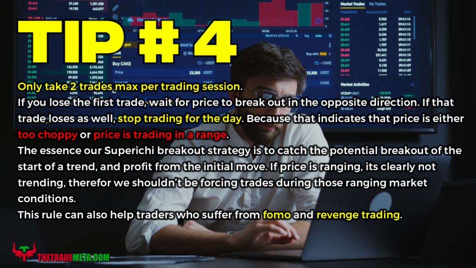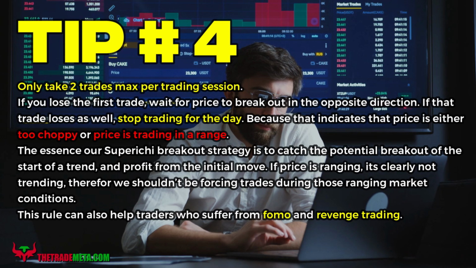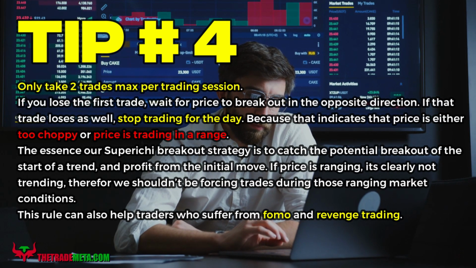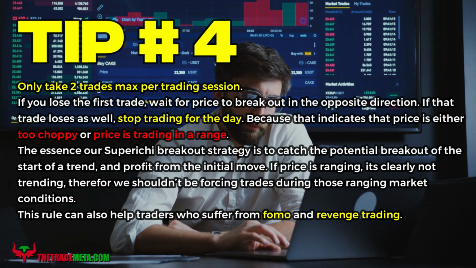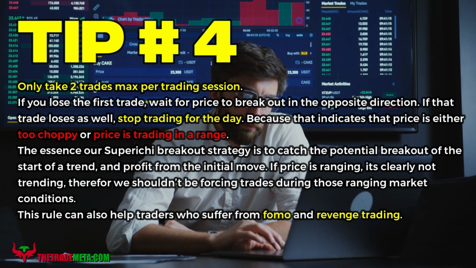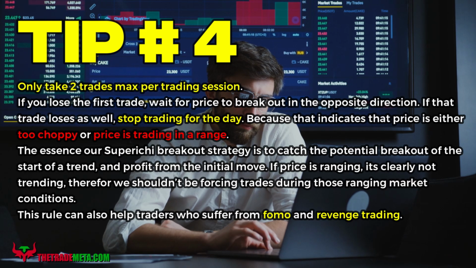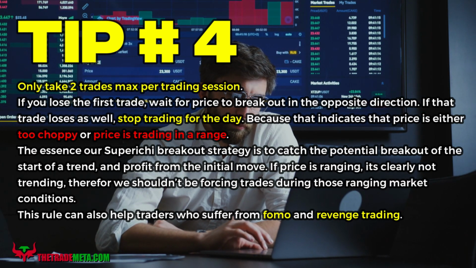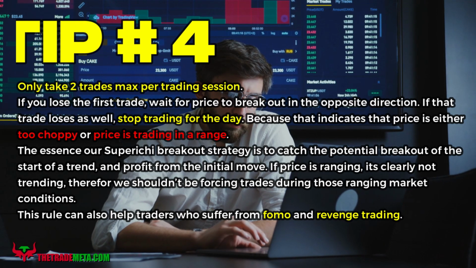The essence of our Super Ricci breakout strategy is to catch the potential breakout of the start of a trend and profit from the initial move. If price is ranging, it's clearly not trending, therefore we shouldn't be forcing trades during those ranging market conditions. This rule can also help traders who suffer from FOMO and revenge trading.